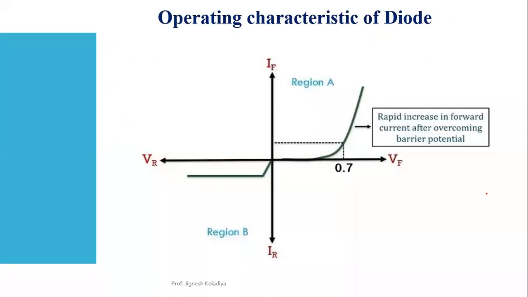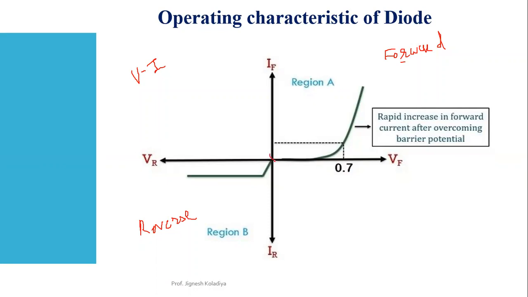So here finally we have the operating characteristic. This is known as the VI characteristic of the PN junction diode. This is forward, and this one is reverse. Okay, this is reverse.